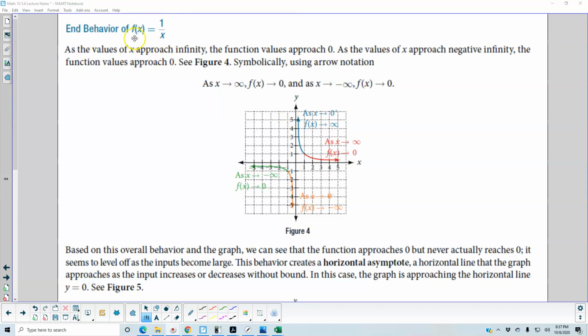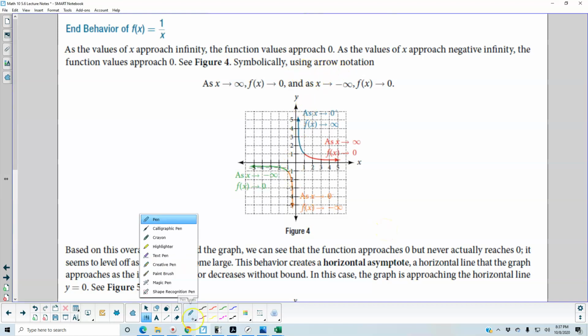Now let's take a look at the end behavior of the reciprocal function. As the values of x approach infinity, the function values approach 0. As the values of x approach negative infinity, the function values approach 0. And symbolically, we can use the arrow notation.